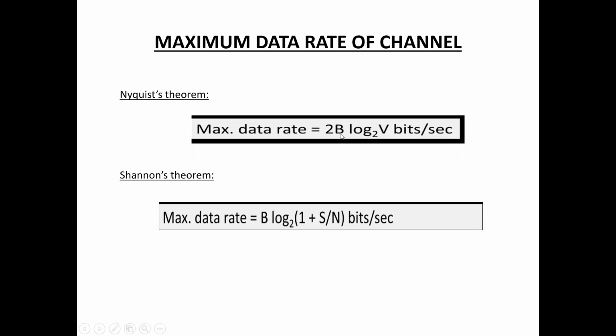Here B is the bandwidth. Here S by N is the signal to noise ratio. Nyquist theorem: the maximum data rate is equal to 2B log base 2 V bits per second. And Shannon theorem: the maximum data rate is B log 2 (1 plus S by N) bits per second. These two are the theorems to find the maximum data rate of a channel.